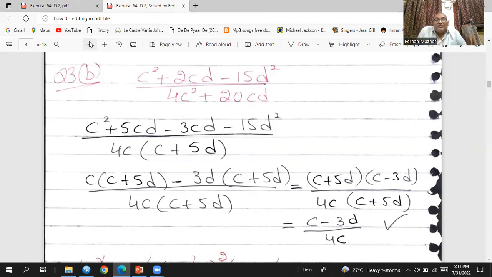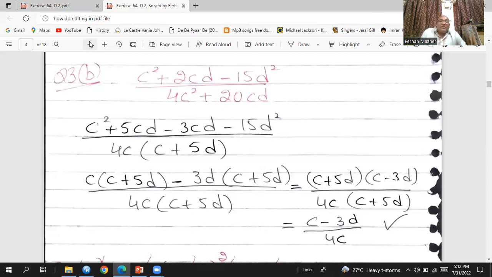So with the larger number, you will put the positive sign, and with the small number, you will put the negative sign. So you can see in my first step, I have written c square plus 5cd minus 3cd minus 15d square. I have done the middle term breaking. Downstairs, what we have done, we have taken 4c common. When I take 4c common, in the bracket, you are left with the c plus 5d.